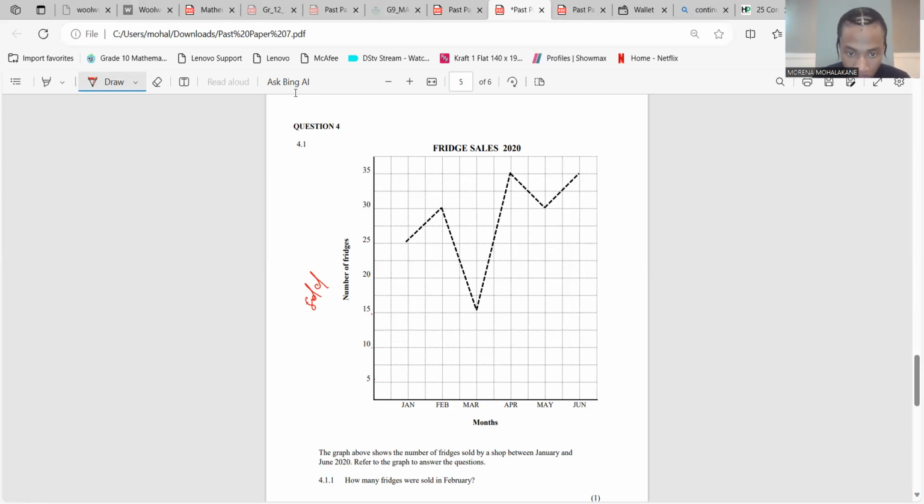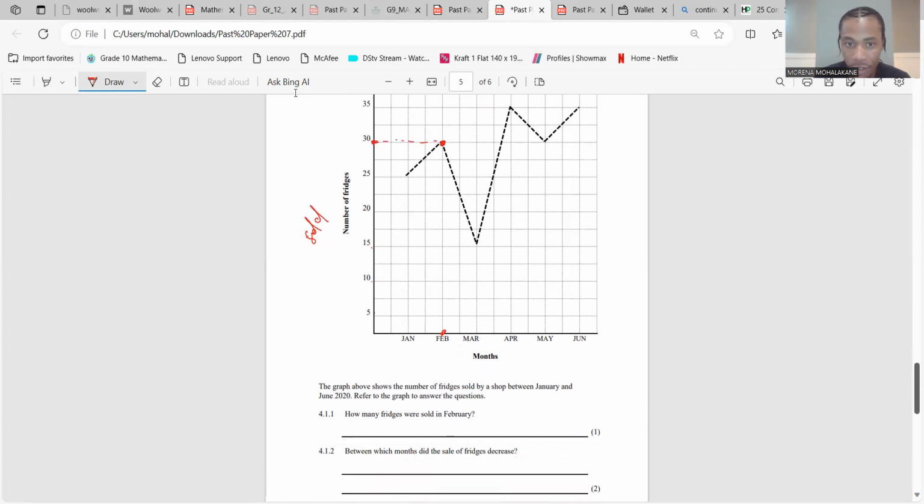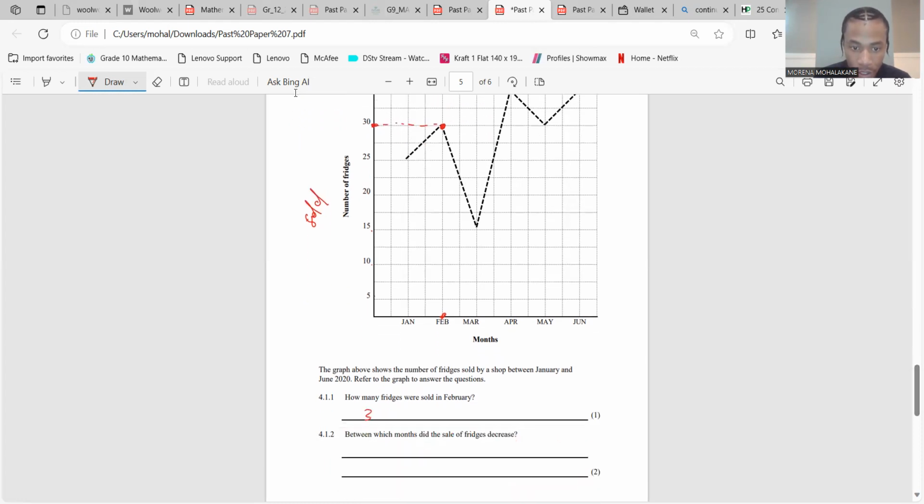So I'm going to go to Feb. Here is Feb. So let me see how many. So it's 30. We sold 30 in February. So the next question, between which 2 months did the sale of fridges increase? No, decrease. Between which 2 months did the sale decrease?